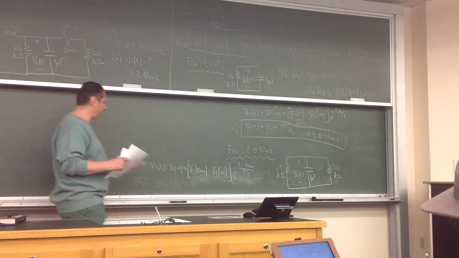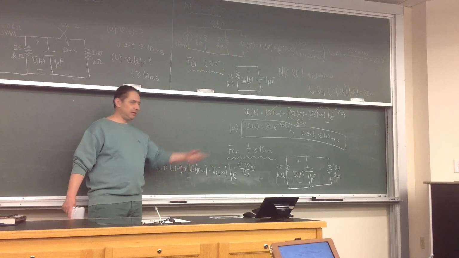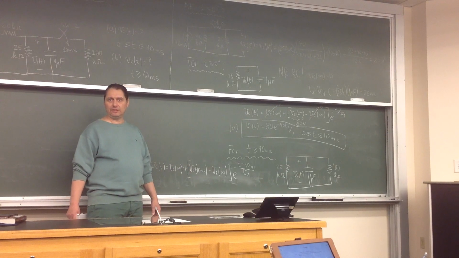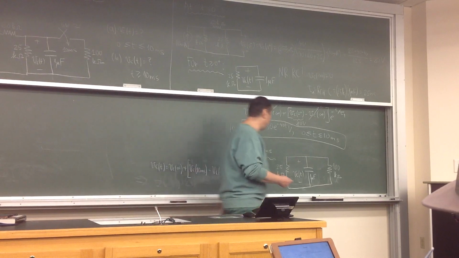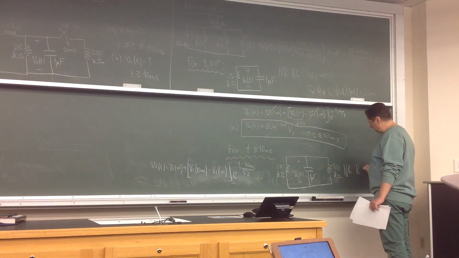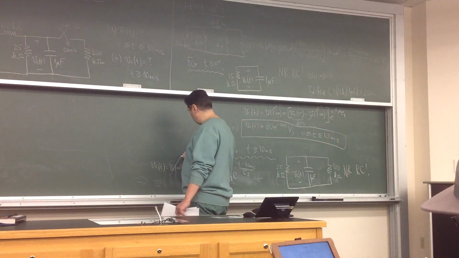So, what do you guys think? What's VC at infinity again for that circuit? What's going to be VC at infinity? 0. 0 again, right? Because it's a natural response. So this is also NRRC, right? Natural response of RC. And so that means that VC at infinity is 0.